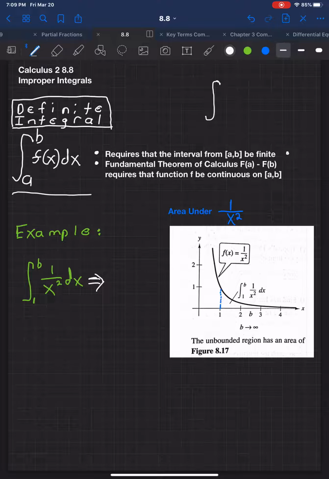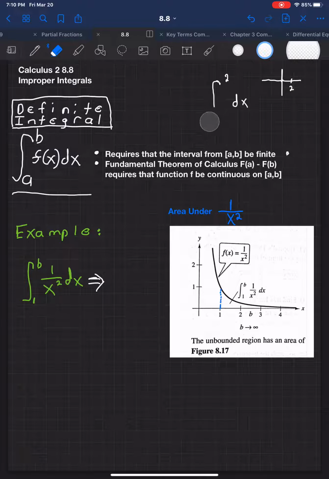So let me just make sure you understand what I'm talking about. If you saw the bounds, let's say you saw the integral from 0 to 2, that would mean that we are trying to calculate the area under a curve from x is 0 to x is 2, since we are integrating with respect to x. So that's what I mean by this point, that the interval from a to b has to be finite.